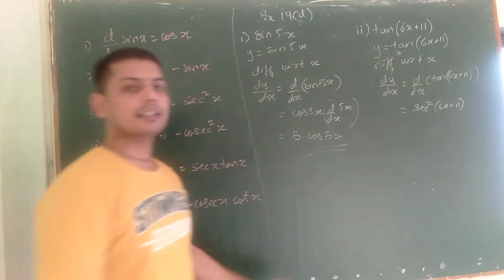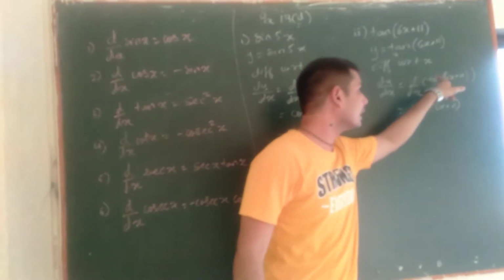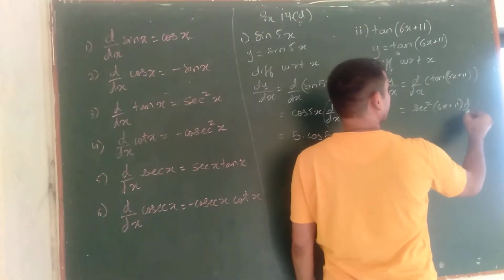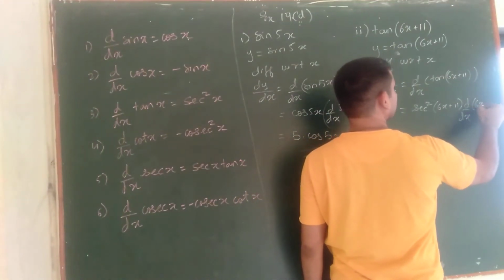Now again there is a function inside a function. So we will differentiate this as well, and this becomes d by dx of 6x plus 11.